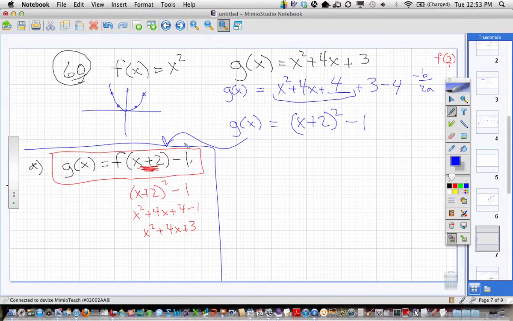We've got the G graph is just a plain old x squared graph shifted 2 to the left and down 1. And then I could very easily graph that. I could say, okay, that's shifted 2 left, down 1, and I go over 1, up 1, over 1, up 1, over 2, up 4, over 2, up 4. And then there I would have my graph. So by completing the square, that's one way I can do that.